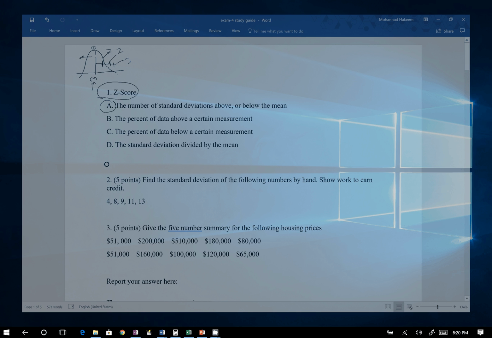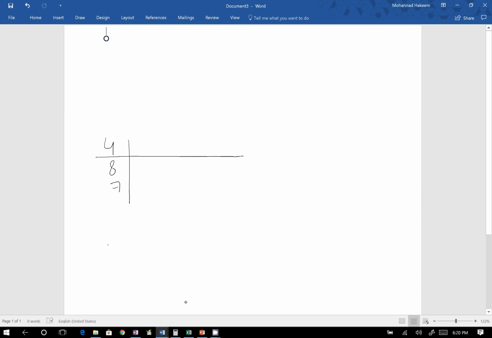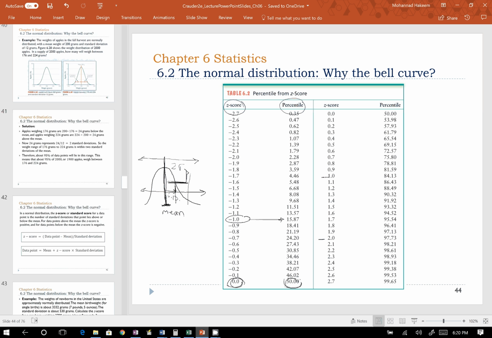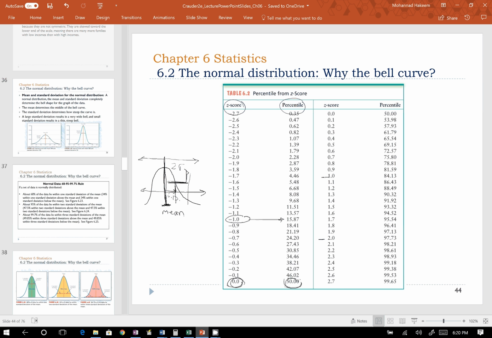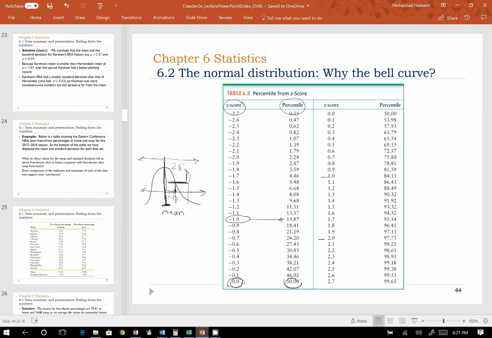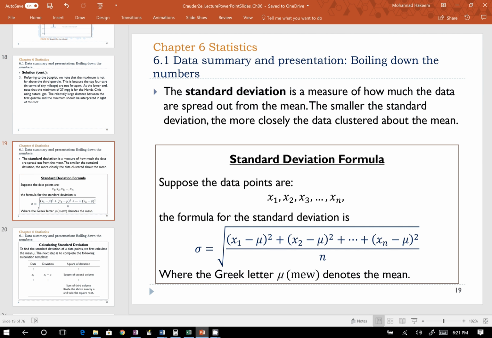Second one: find the standard deviation of the following numbers by hand and show work to earn credit. 4, 8, 9, 11, 13. I'll erase the whole thing and start from scratch. I will need to use this formula from the book about how to find the standard deviation. It's from section 6.1. That's my formula. Sigma is the standard deviation.